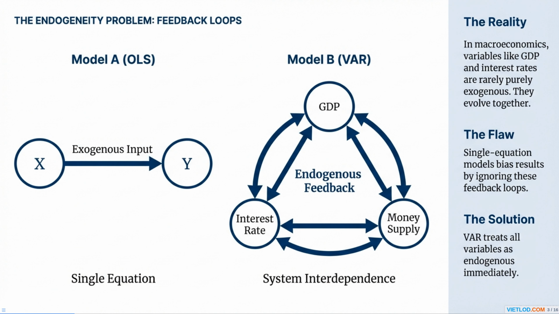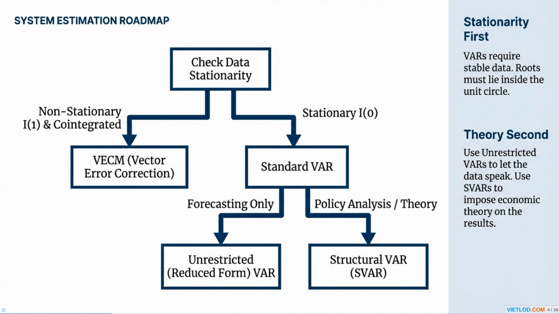The flaw in single equation models is that they bias results by ignoring these crucial feedback loops and fail to capture the complete system dynamics. The VAR model provides a robust solution by treating all variables in the system as endogenous from the outset, allowing us to directly model their mutual interdependence. For instance, higher GDP might lead the central bank to raise interest rates, but higher interest rates can, in turn, slow down GDP growth. A single equation model can't capture this two-way relationship, but a VAR model can.